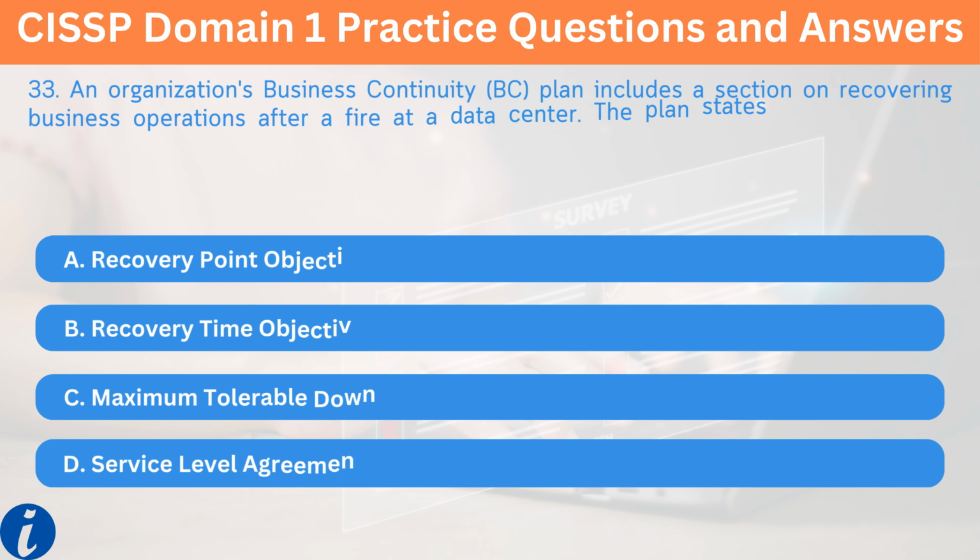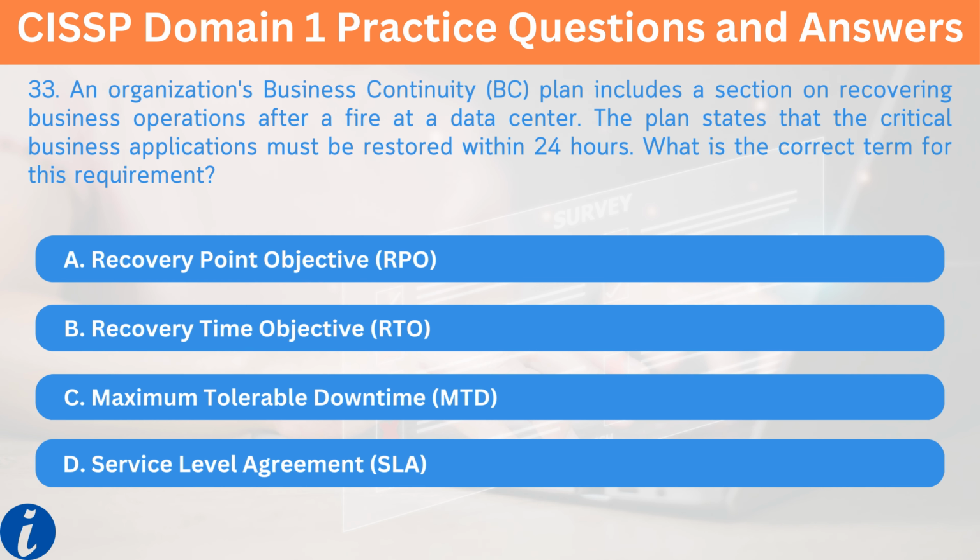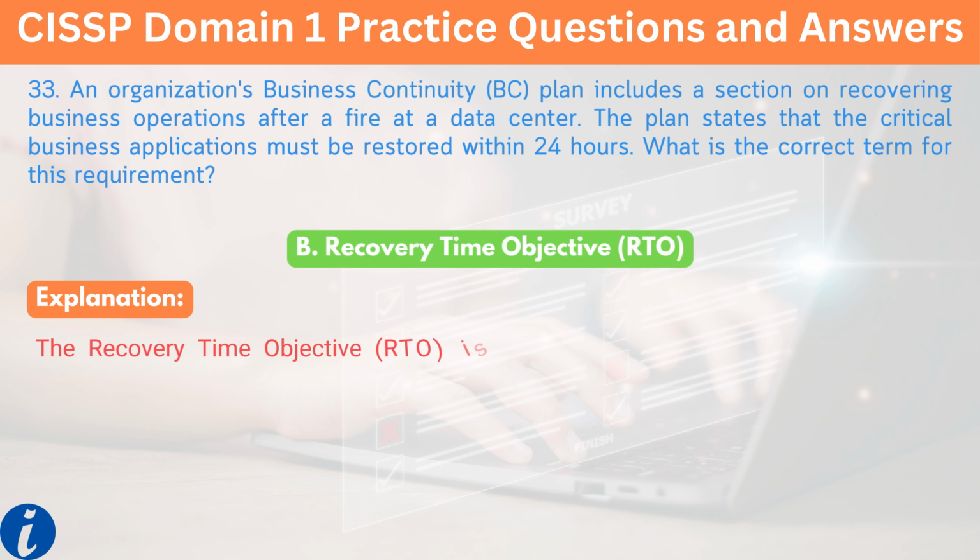33. An organization's business continuity (BC) plan includes a section on recovering business operations after a fire at a data center. The plan states that the critical business applications must be restored within 24 hours. What is the correct term for this requirement? A. Recovery Point Objective (RPO). B. Recovery Time Objective (RTO). C. Maximum Tolerable Downtime (MTD). D. Service Level Agreement (SLA). The correct answer is B.